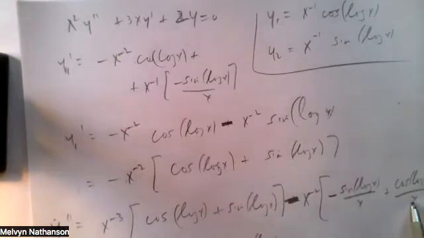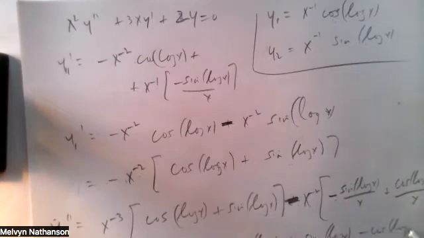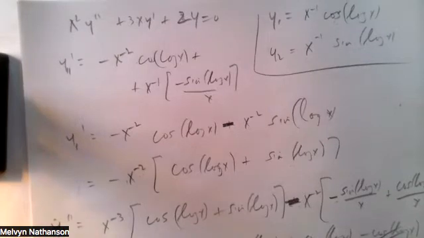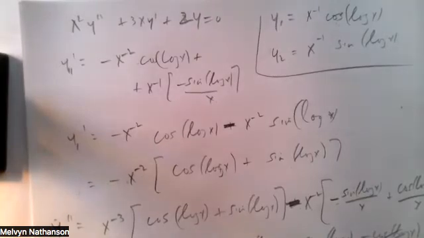I can factor out 1 over x times 1 over x squared. This is 1 over x cubed, or another x to the minus 3. This is plus sine of log x minus cosine of log x. So these cancel, and this is x to the minus 3, 2 times the sine of log x.